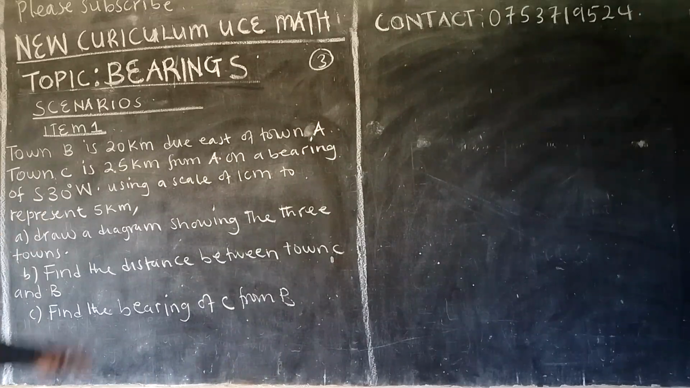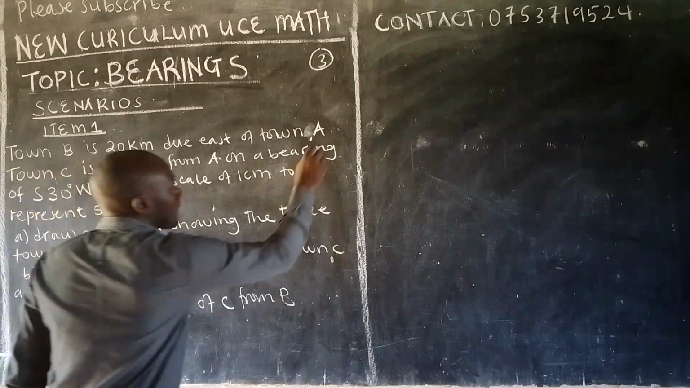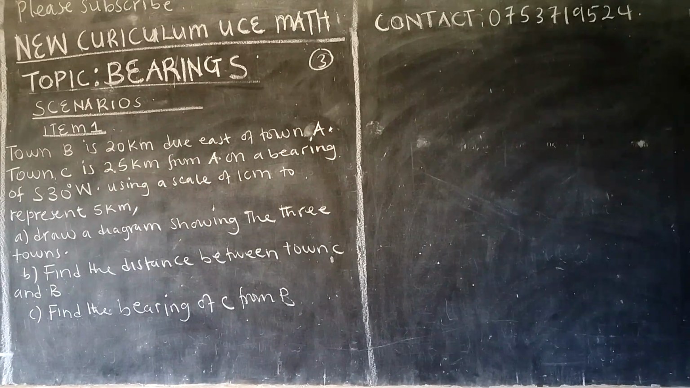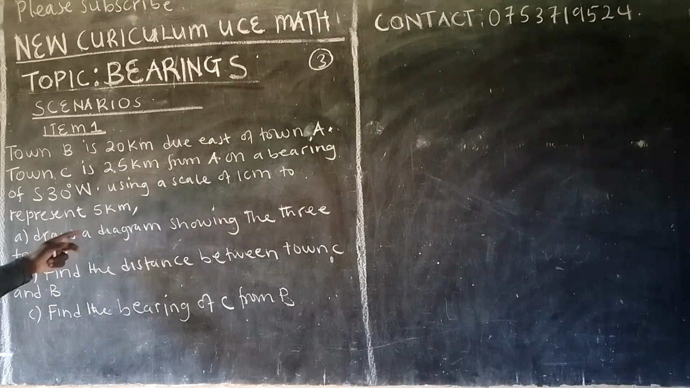All right, good. So you have this question that's saying town B is 20 kilometers due east of town A. Full stop. Town C is 25 kilometers from A on a bearing of south 30 degrees west. South 30 degrees west, full stop. Using a scale of 1 centimeter to represent 5 kilometers. Here I've given us a scale, but in another question they may not give you one. You create yours. A scale of 1 centimeter to represent 5 kilometers. Draw a diagram showing the 3 towns.